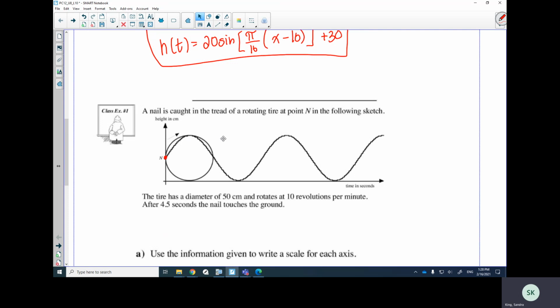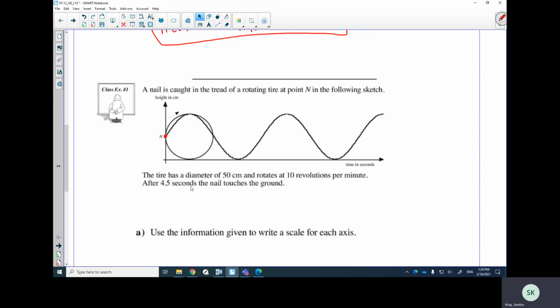So when you get a nail or a rock in your tire, as you drive, you're going to hear a tick, tick, tick. And every tick is basically the nail when it gets to the ground, right? So every time it rotates and the nail's on the ground, you're going to hear a tick. So we're going to figure out some things just based on this very little information that they gave us.